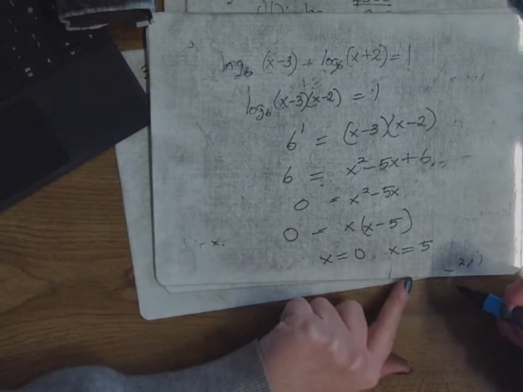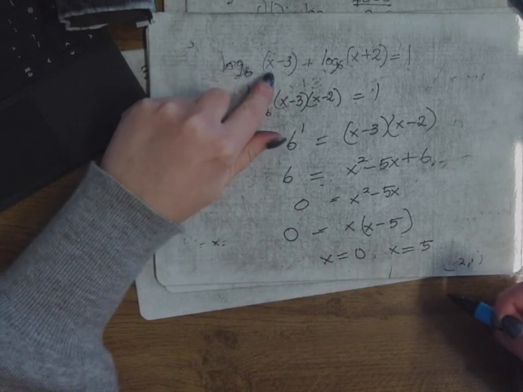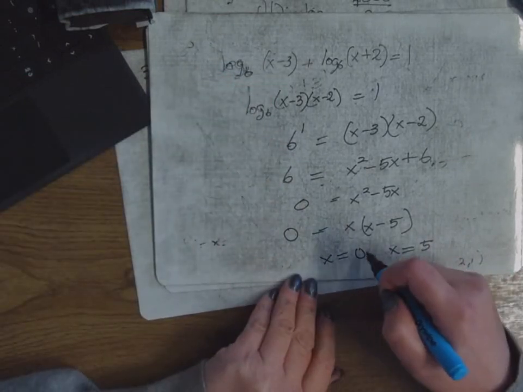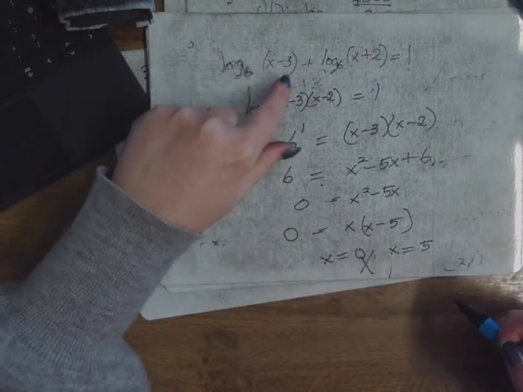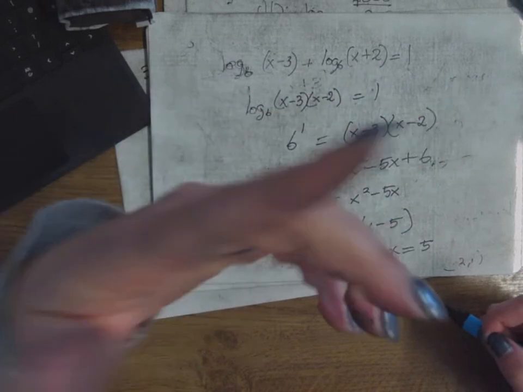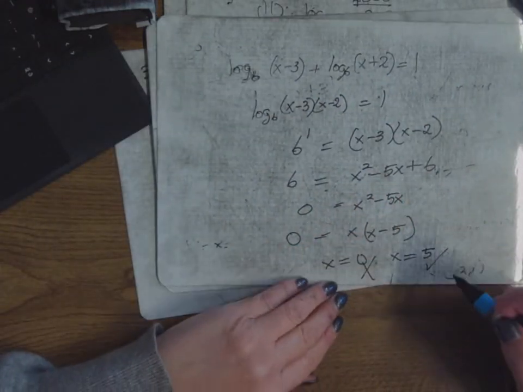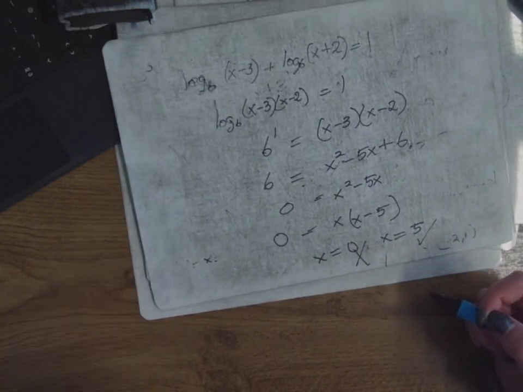Just make sure you check, right? If x is 0, I'll be getting the log of minus 3 here. You can't get the log of a negative number. So that is not an answer. When the x is 5, I'll be getting the log of 2 and the log of 7. So it's fine. Get the logs of positive numbers. So yes, this is an answer. That's question 8.